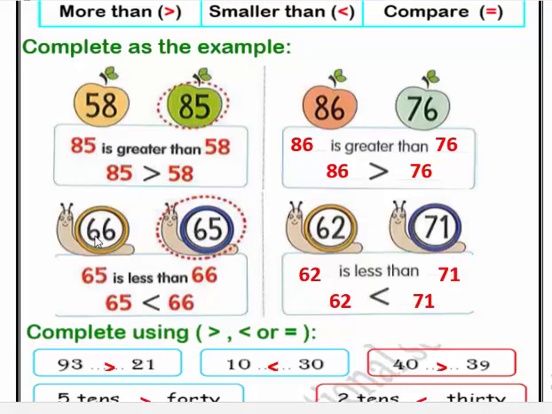Again, to compare two-digit numbers, we have to look at the tens. The bigger tens, the bigger number. But if the tens are the same, we have to look at the ones. The bigger ones, the bigger number. 66 and 65 have the same tens, so we look at the ones. 6 and 5, which is bigger? 6. So 65 is less than 66. And remember, the sign of less than doesn't look at the number, doesn't eat the number. So when we write 65 is less than 66, the sign doesn't look at the number.